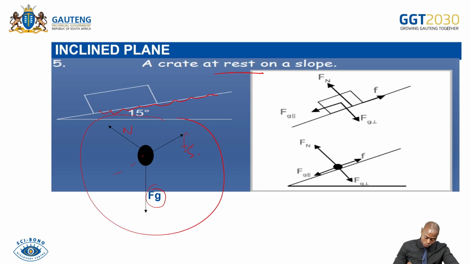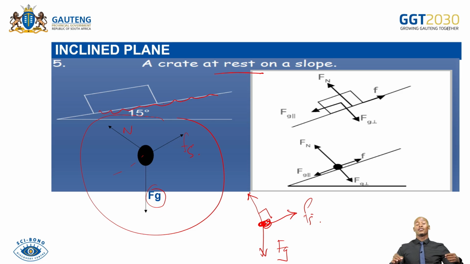This is how we have to draw our free body diagram. This is the incline, so your normal force should act perpendicular. Then your Fg should act downwards. Frictional force is the force that opposes the motion of an object, and it acts parallel to the surface. So that is going to be your frictional force. What type of frictional force would it be? Static friction. Why am I saying static friction? The object is at rest.